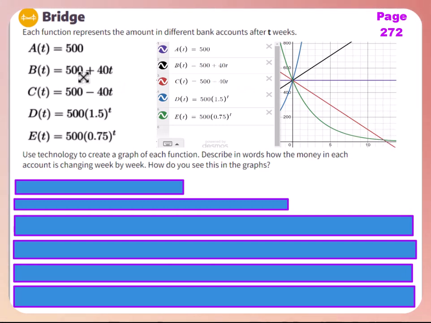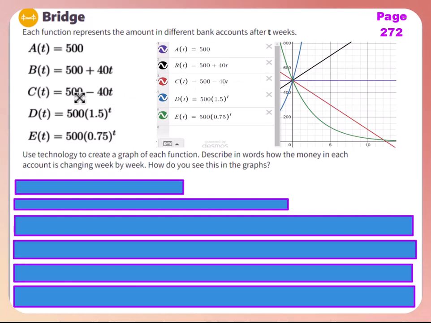For B(t) equals 500 plus 40t, this is in the form y equals mx plus b. b is the initial amount that we start with. And if you notice, each of these starts with an initial amount of 500. So they're all going to originate on the y-axis at 500. But this is a linear equation. The slope is 40. The intercept is 500. That's going to be the black line. It's a positive slope. It's increasing by 40 each time we go up 1.